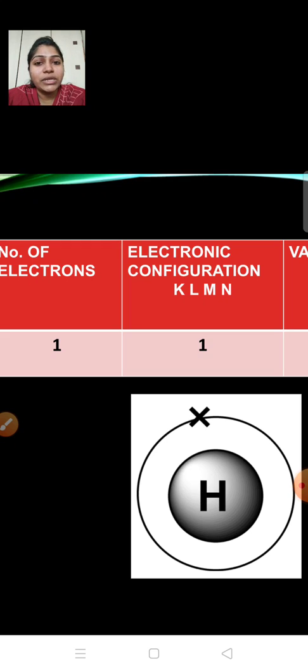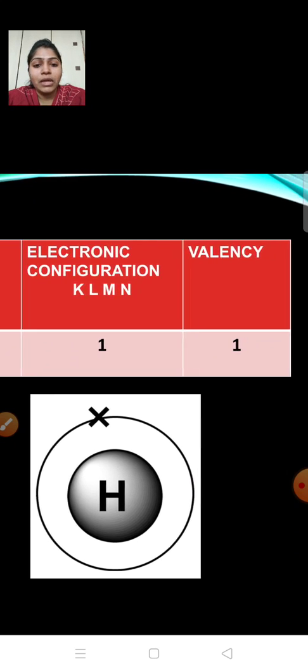Now you can see that hydrogen has only one electron. So this one electron will occupy the first shell, that is K shell. Now next is valency. We know what is valency. Valency is the combining capacity. To achieve stability, atoms combine either by losing, gaining or sharing electrons. Now over here hydrogen has only one electron in its outermost orbit. To achieve stability, an atom should have either 2 electrons or 8 electrons in its outermost orbit.